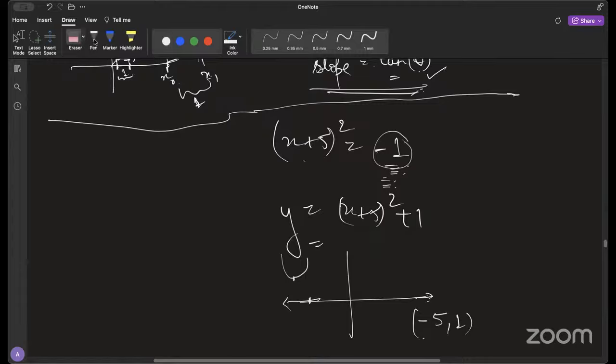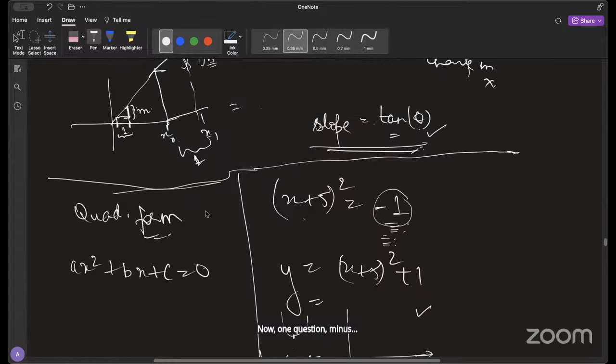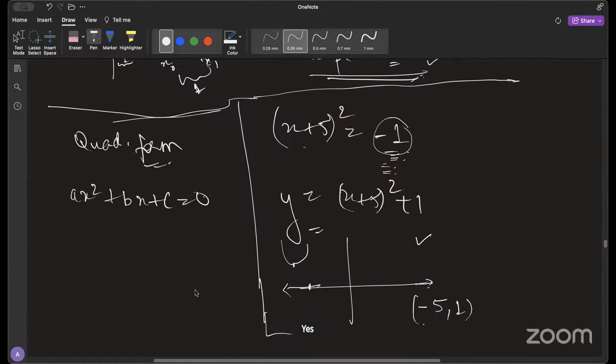We'll discuss the cases later. We'll first discuss the quadratic formula. So for the quadratic formula, let's just say you have ax square plus bx plus c equals 0. One question, your quadratic formula, yes.